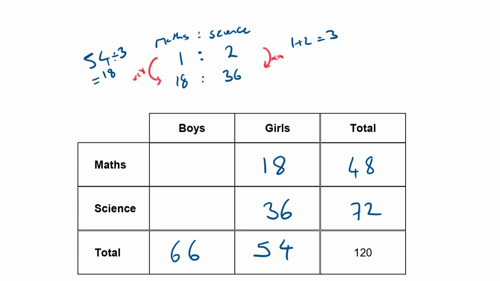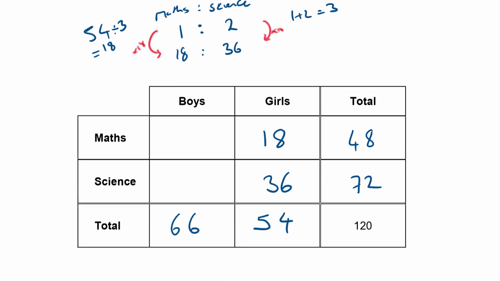Okay, so we've got no more information up here. So how can we work out the last part? Well, I know altogether there are 48 students doing maths. So if 18 of those are girls, then the remainder 30 must be boys. Similarly, if I know that 72 students altogether do science, and I know 36 of those are girls, then the other half, 36, must be boys. Okay, and I just want to double check this way. Does 30 plus 36 equal 66? Yes, it does. So I think that's now complete. Okay. All done. So let's move on to part B.